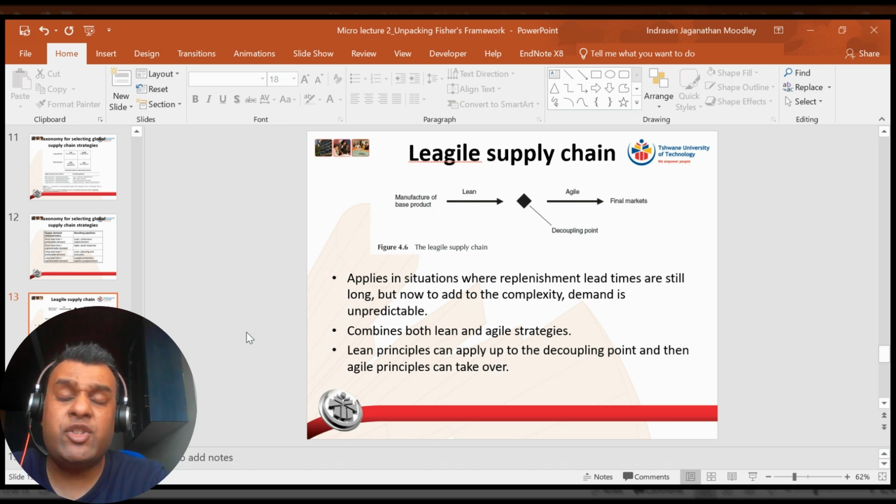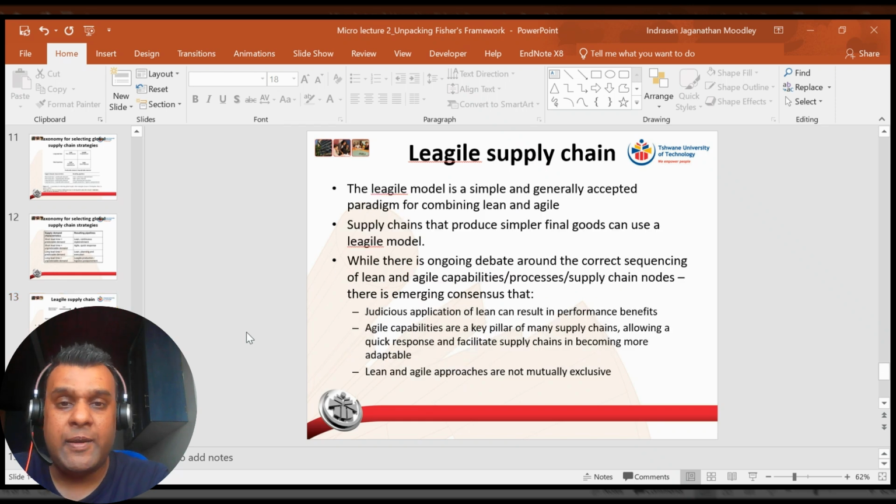Like in laptop manufacturing, you could have a lean approach to produce the various components. And then once the customer places the order, that standardized component is then taken and customized or assembled in a way to create a unique product for that customer. That speaks to the leagile approach. So the leagile approach is a generally accepted paradigm for combining both lean and agile. They're not mutually exclusive approaches, of course, they partner really well together.